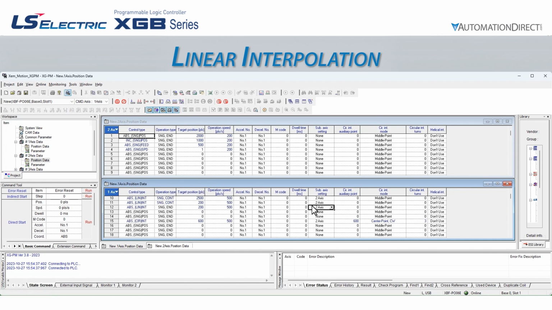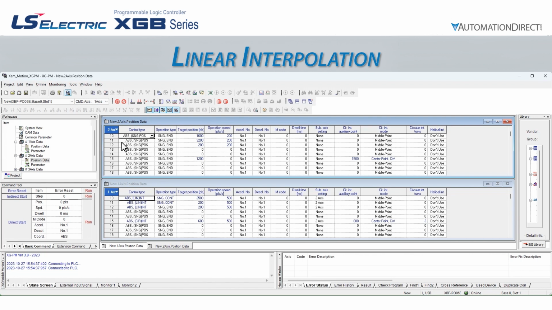In XGPM, when a particular line of the table calls out a sub-axis for the move, the corresponding line in the sub-axis position data table is what is executed as part of the interpolation. In our case, when we call line 10 of axis 1 position data table, the system will also execute line 10 of axis 2 position data table, since axis 2 is listed as the sub-axis for the axis 1 move.